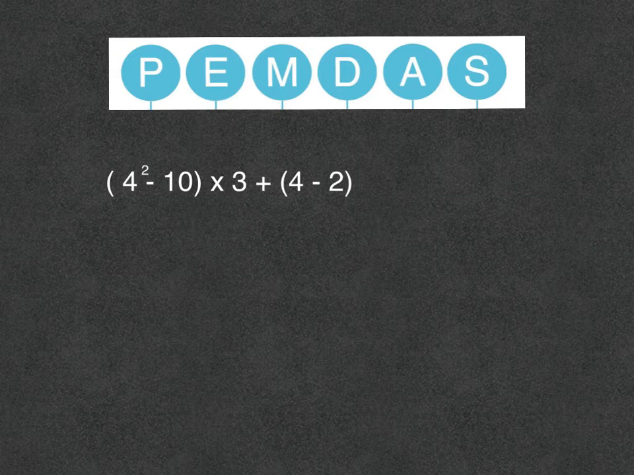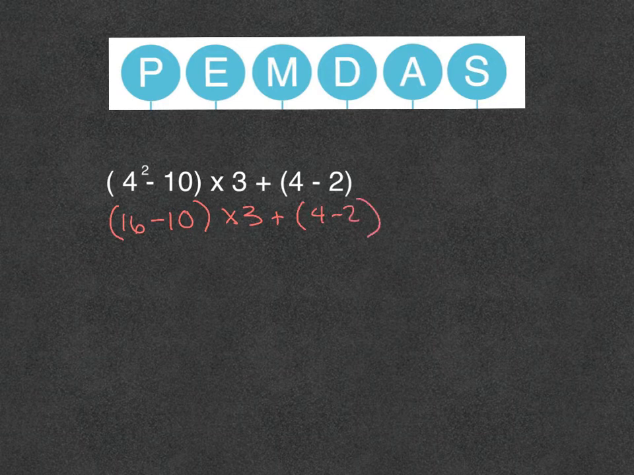Okay, so here we go. First step, are we going to do our parentheses first? So parentheses, inside this parentheses, we kind of have an interesting addition. We have 4 squared. So inside here, because inside our parentheses, we can actually go through PEMDAS all by itself too. So 4 squared is 16 minus 10 times 3 plus 4 minus 2. So now we're ready to simplify this parentheses again.